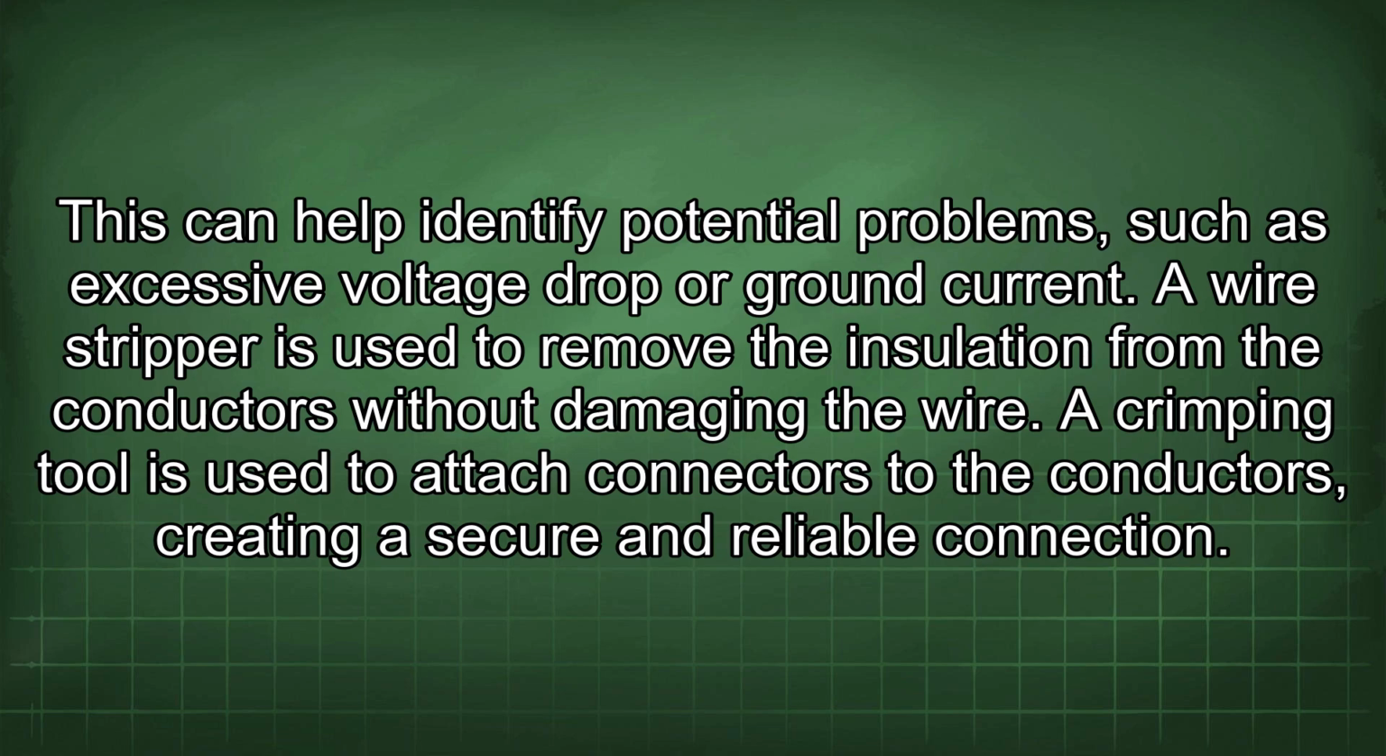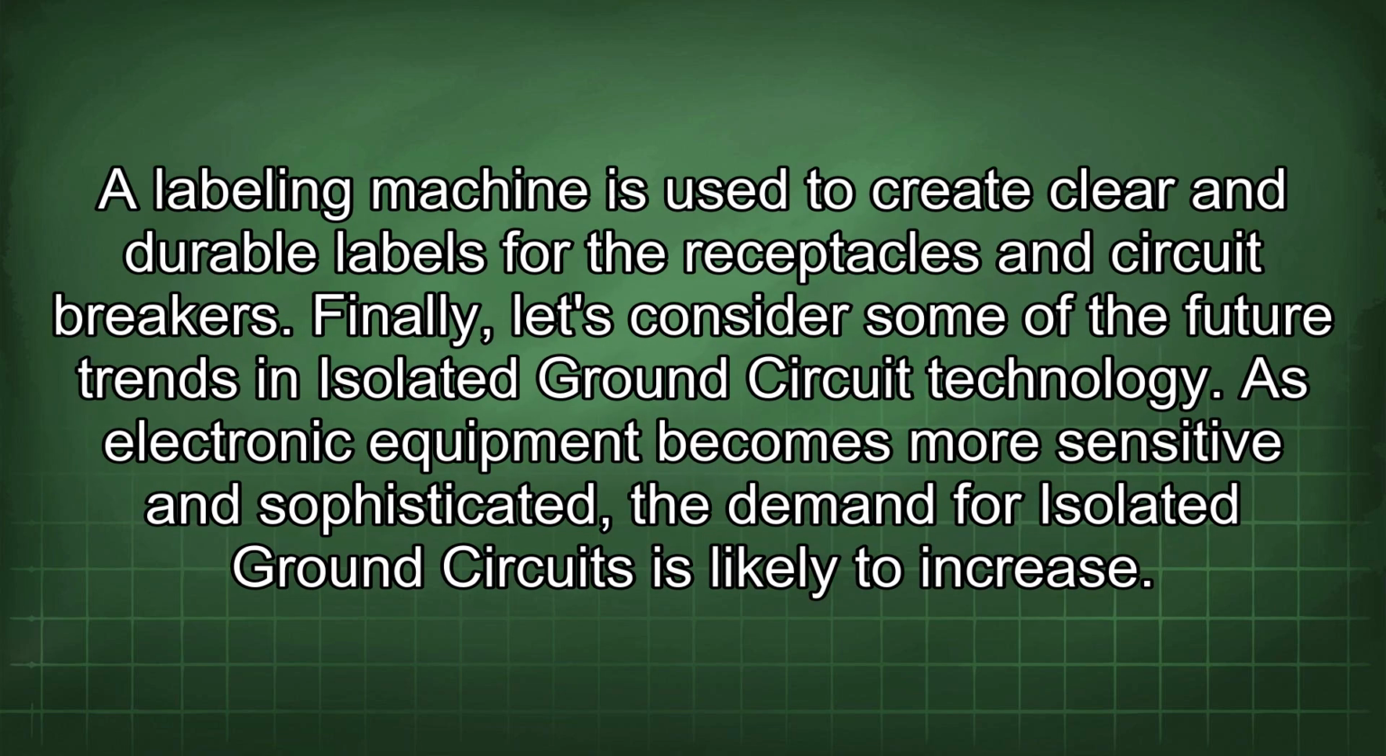A wire stripper is used to remove the insulation from the conductors without damaging the wire. A crimping tool is used to attach connectors to the conductors, creating a secure, reliable connection. A labeling machine is used to create clear and durable labels for the receptacles and circuit breakers. Finally, let's consider some of the future trends in isolated ground circuit technology.